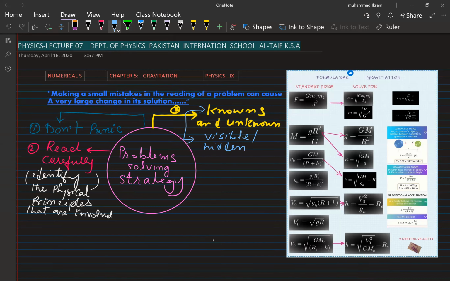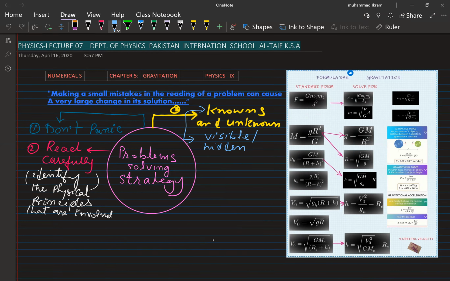For example, it could be a constant which is not given. For example, the universal gravitational constant is usually not given. The acceleration due to gravity is not mentioned in the numerical. Most often you have seen this in the previous chapter, your teacher might have told you about that. So that is the problem where you must take care that you first write all the visible and the invisible quantities given in your numerical, and you must label them.